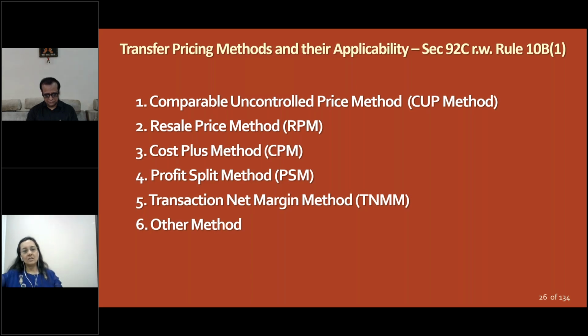Resale price and cost plus method are gross profit based methods. Transaction net margin and profit split method are net margin based methods. So if you look at the methods, this is the order in which they are given in the Act, and I've retained the same numbering, but in my slides that you will see, I have reshuffled this numbering to be able to explain the methods that are similar to each other together.